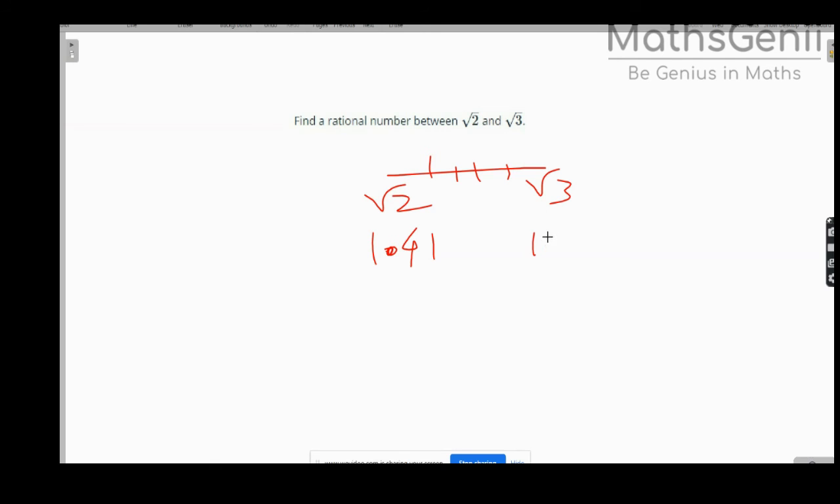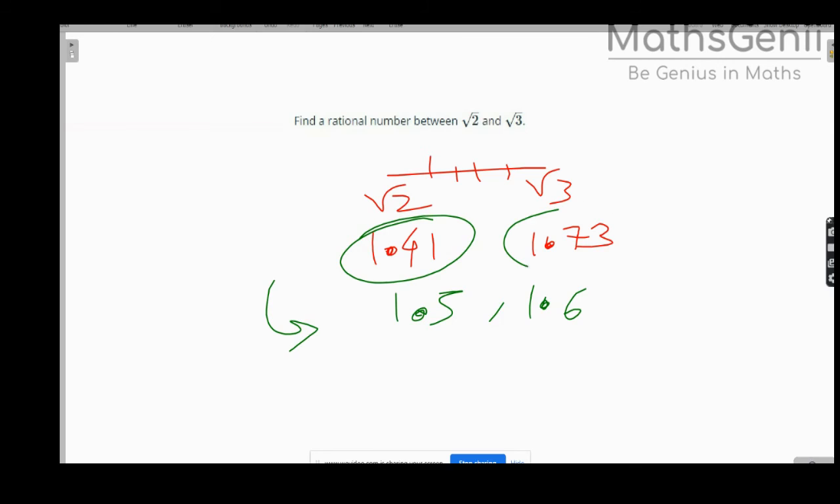And root 3 value, you should know this. Okay, root 3 value is 1.73. Any number between this you could have answered. So any number greater than 1.4 and less than 1.7, I can write 1.5 or I can write 1.6. Okay, so this is the answer. These values you should know by heart. Root 2 value is 1.41. Root 3 value is 1.73.